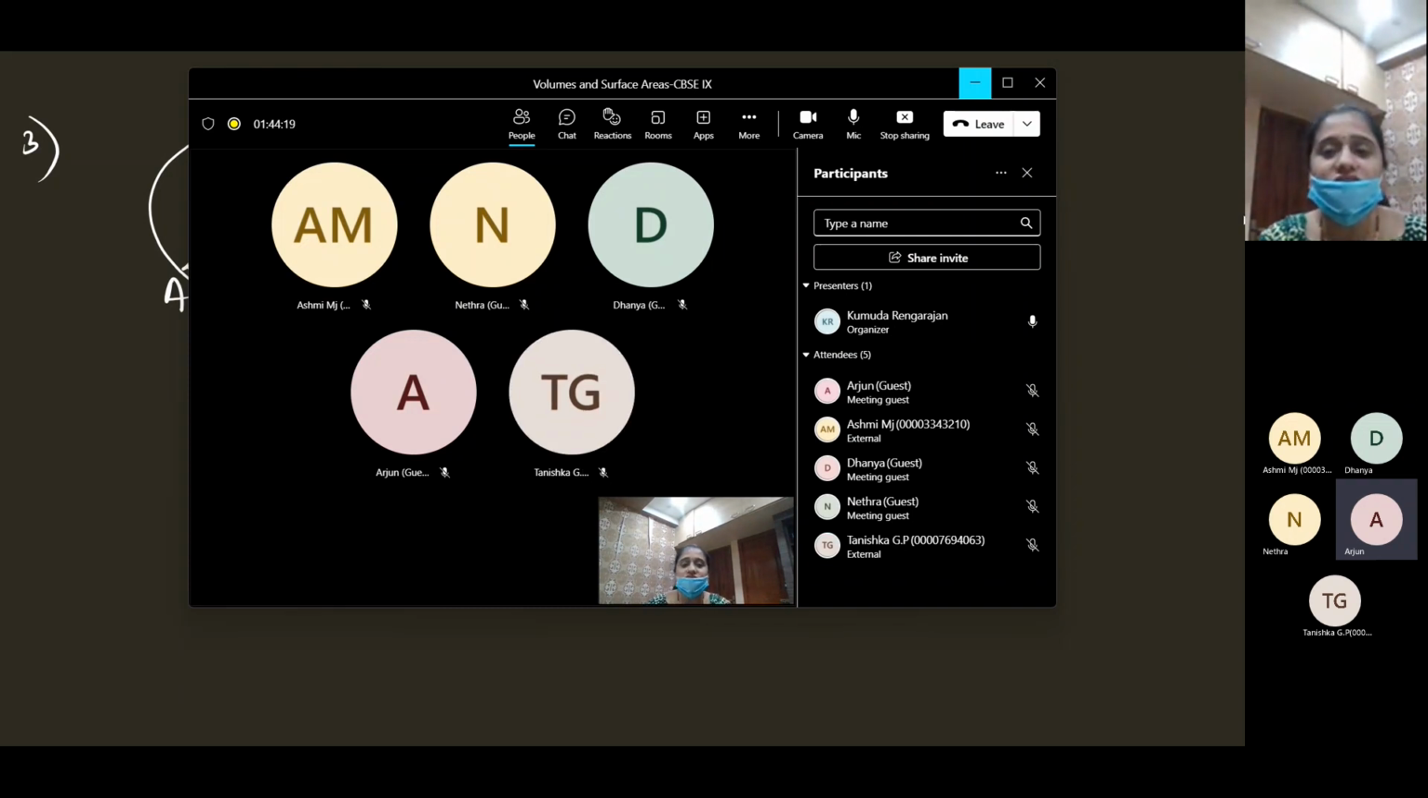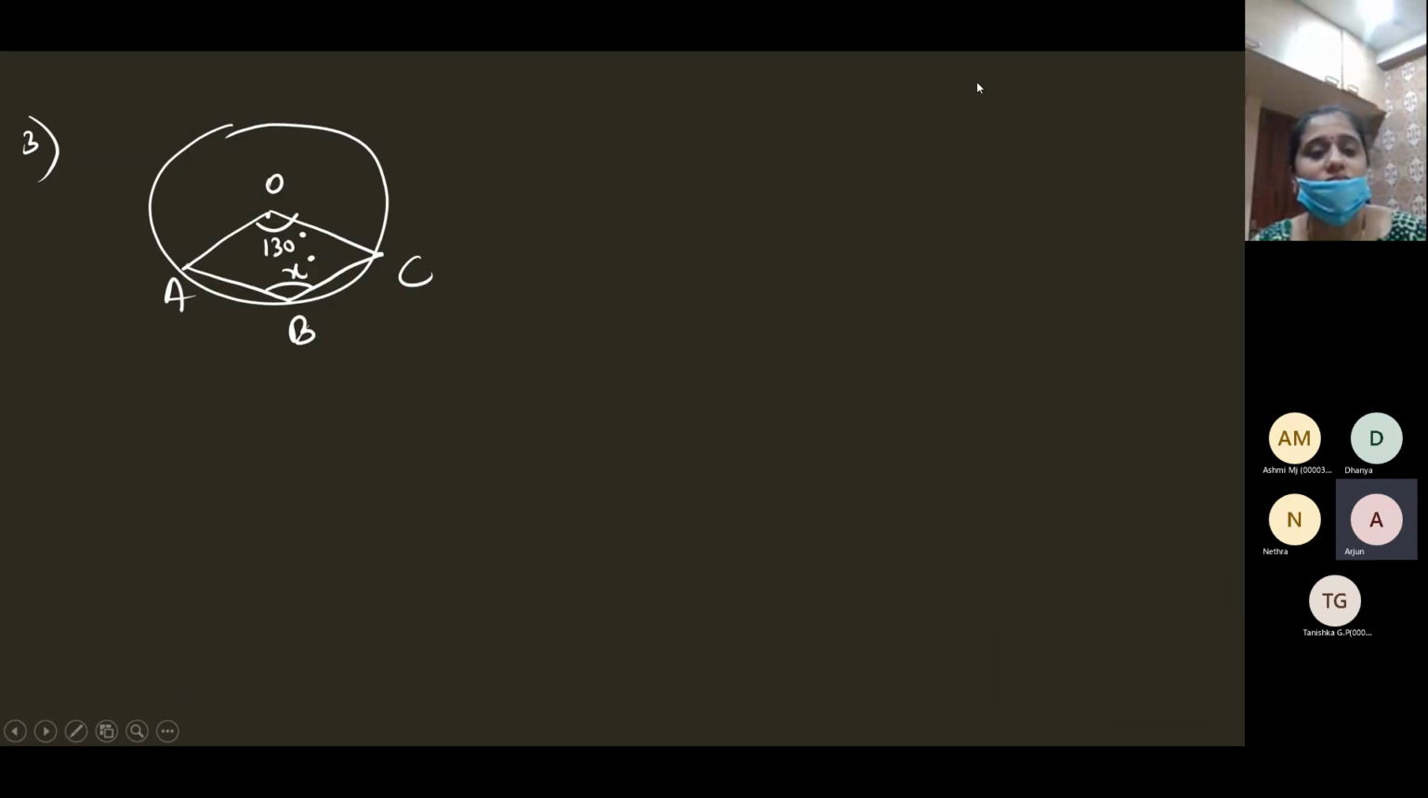65. Let me see the figure. How 65? Ma'am, can you explain? Ma'am, is it 115? 115. Okay, my subtraction was wrong. Yes, correct, it is 115. I didn't subtract correctly, sorry.